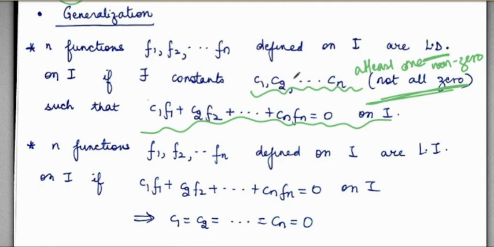Suppose out of c1, c2 and cn, suppose c2 is non-zero, then you can divide by c2, take everything else to the other side and write f2 as a linear combination of the rest of them, because you can divide by c2 if c2 is non-zero. Suppose c1 is non-zero, you can divide by c1 and then f1 can be written as a linear combination of the rest of them, like that. So if at least one constant is non-zero such that the linear combination is 0, then you'll have linear dependence.